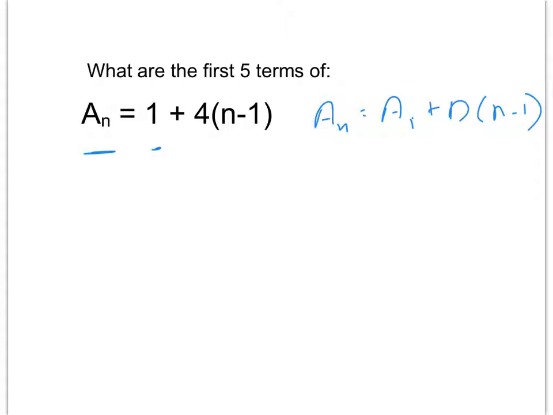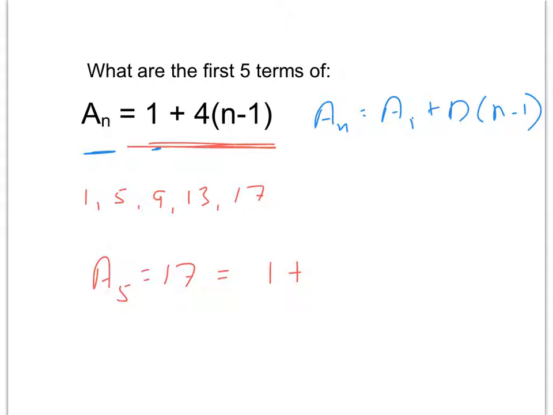So we already know now that our first term is going to be 1. Our next term, we're going to add 4, is 5. Our next term, add 4, 9. Add 4, 13. Add 4, 17. And we can always check that by plugging back into our formula. For example, a sub 5 we knew was 17, which is going to equal 1 plus 4 times n, which was 5 minus 1. 5 minus 1 is 4. So 4 times 4 is 16 plus 1 is 17.